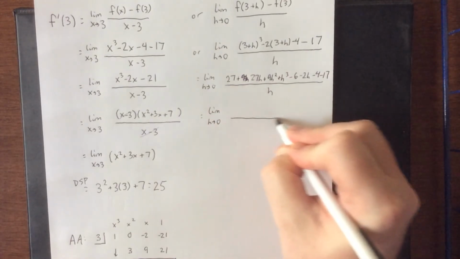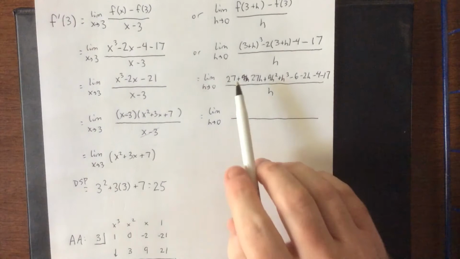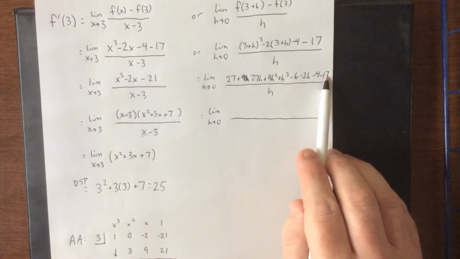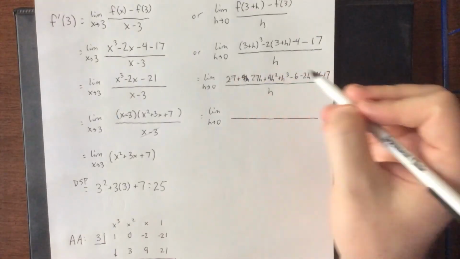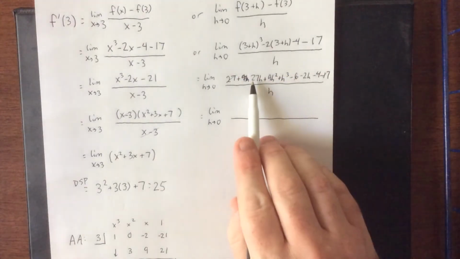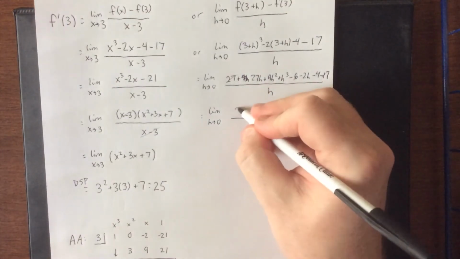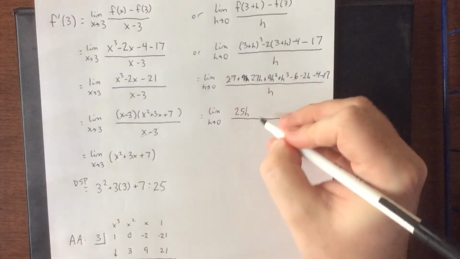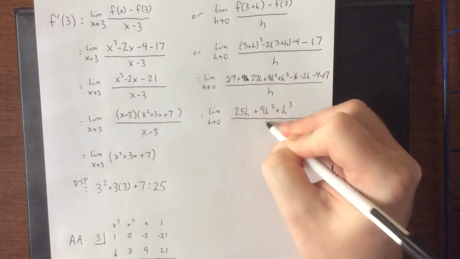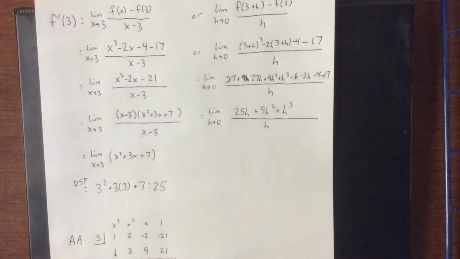Now, if we were to combine like terms at this point, I notice that we would have a 27 minus 6 minus 4 minus 17. Those actually cancel each other out completely. We also have a 27h minus 2h. That'll be 25h. We also have 9h squared and an h cubed. All of this is still over h.